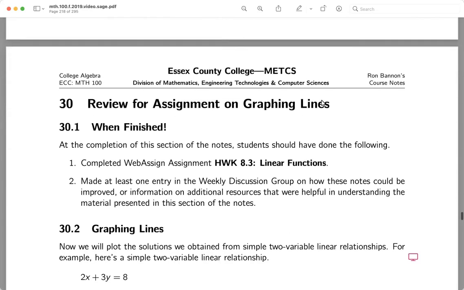Okay, now we're in section 30. In the last section, we discussed how to plot a point in a Cartesian plane, how to find the distance between 2 points in a Cartesian plane, and how to find the midpoint between 2 points in a Cartesian plane. So you should be very familiar with a Cartesian plane. Now what we're going to be doing is talking about graphing lines in a Cartesian plane.